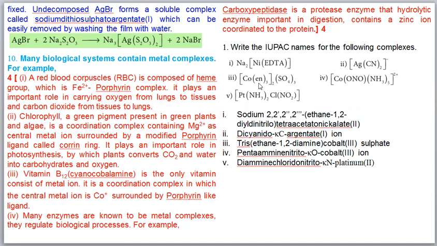Tris, 3 times ethylenediamine is there. Tris(ethane-1,2-diamine) cobalt(III). Cobalt, oxidation state is 3. The next word, sulfate. So outside the square bracket, the numbers are not necessary to write. This complex ion is there 2 times. That number is also not required in the IUPAC naming.